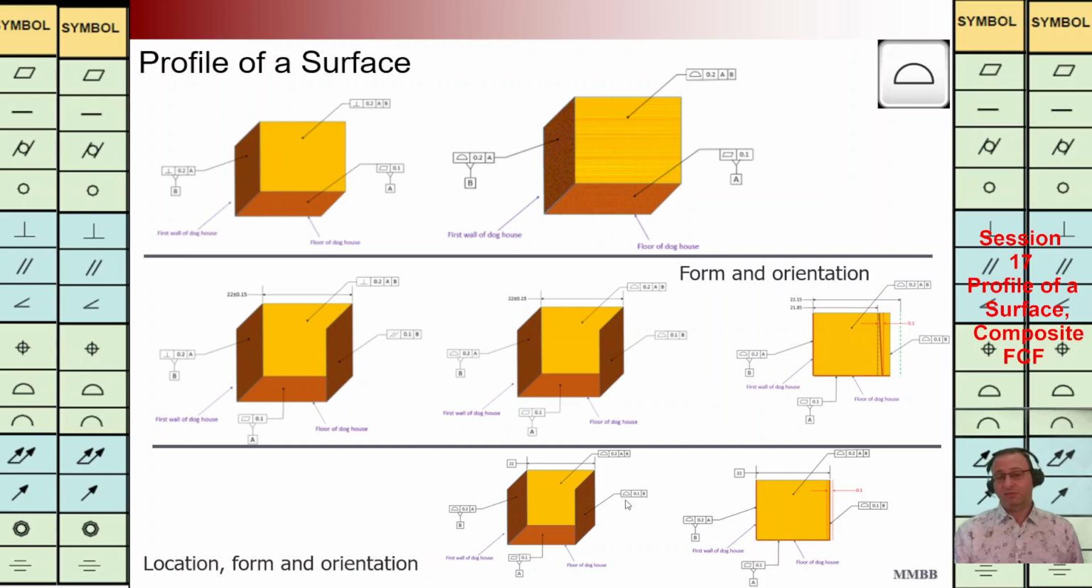We have this surface profile symbol. We are going to control the form and orientation. We have reference plane B, and we have this basic dimension here. That's why we are going to control the location as well in this example.